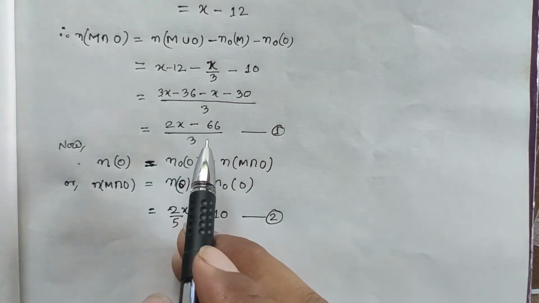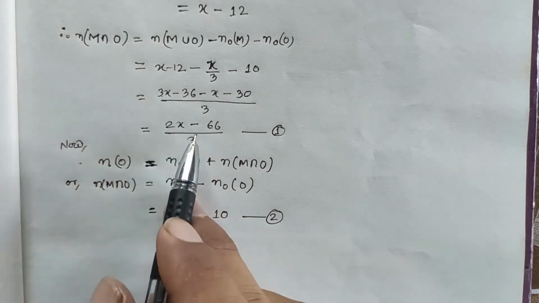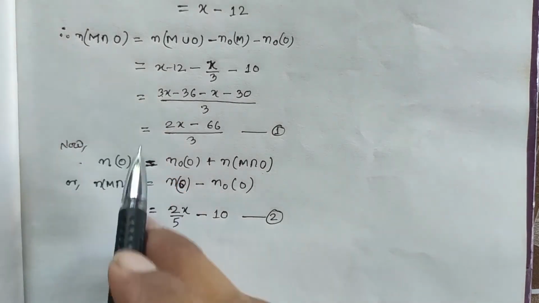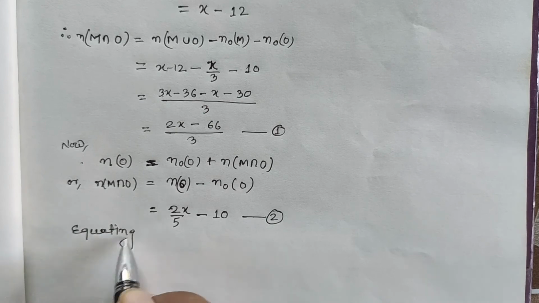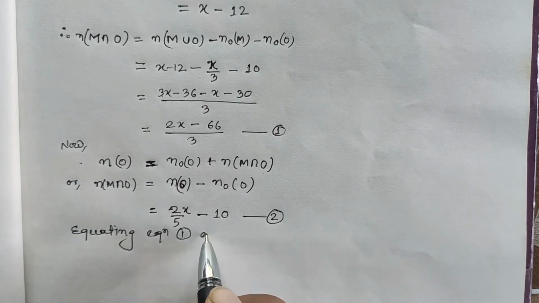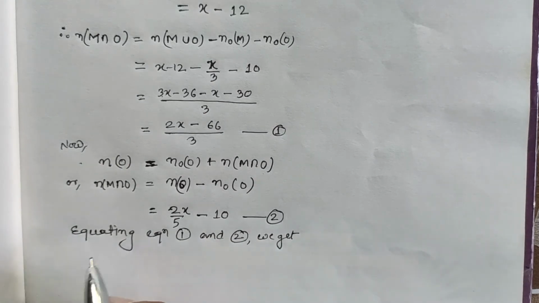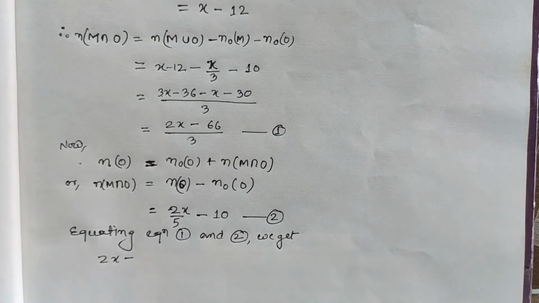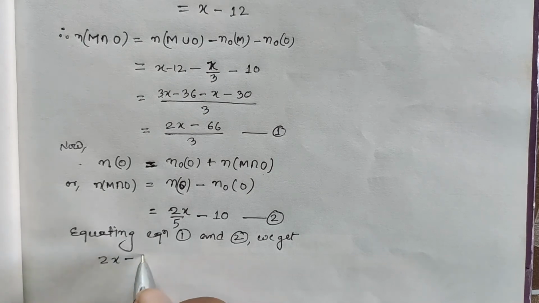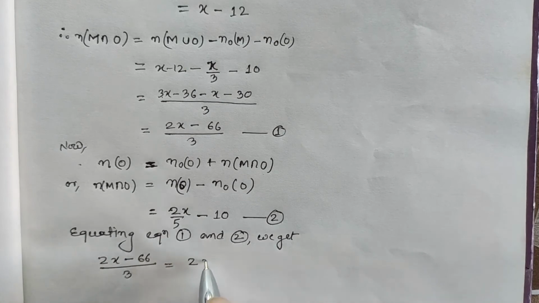Because equation 1 is also the intersection and equation 2 is also the intersection, these two quantities must be equal, so their values must be equal. So equating equations 1 and 2, we get 2x minus 66 upon 3 is equal to 2x by 5 minus 10.